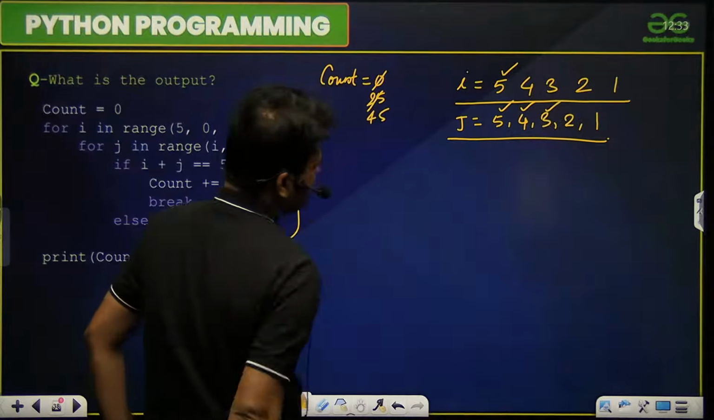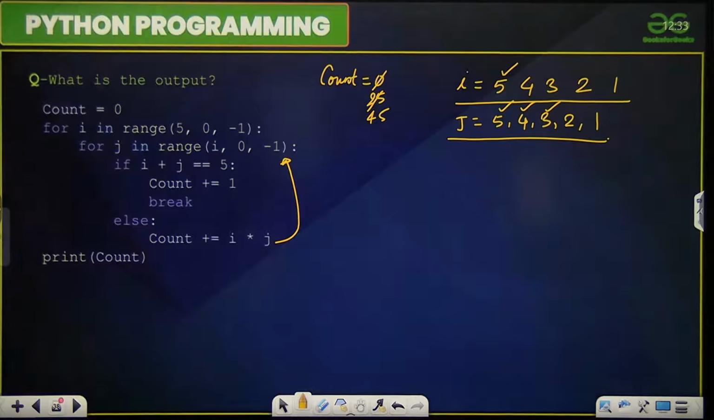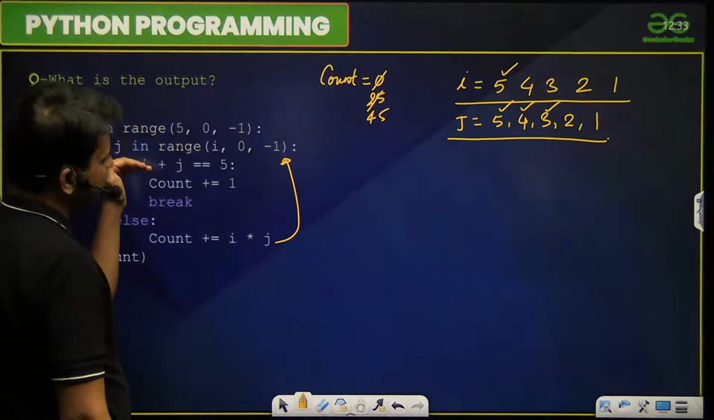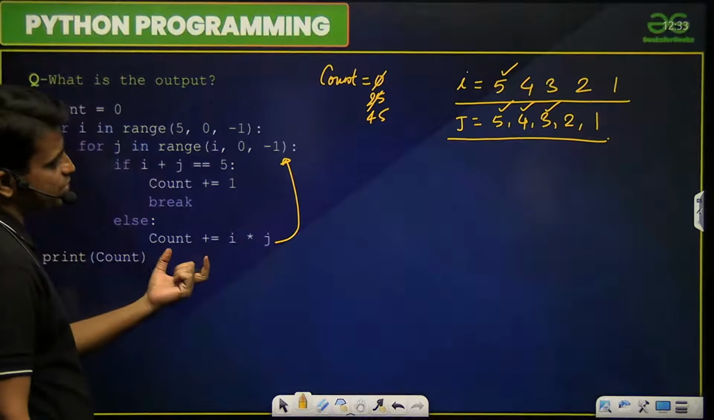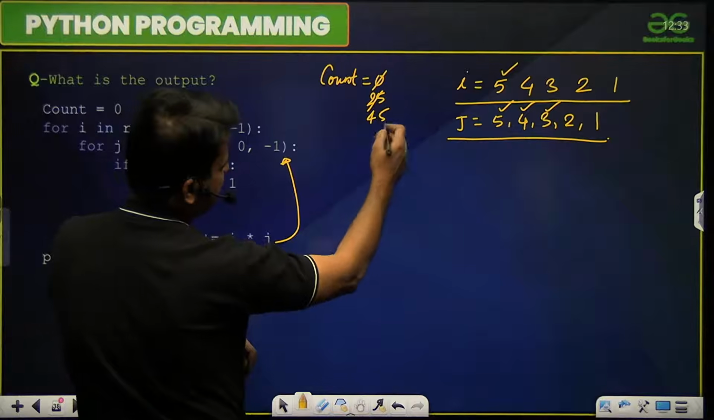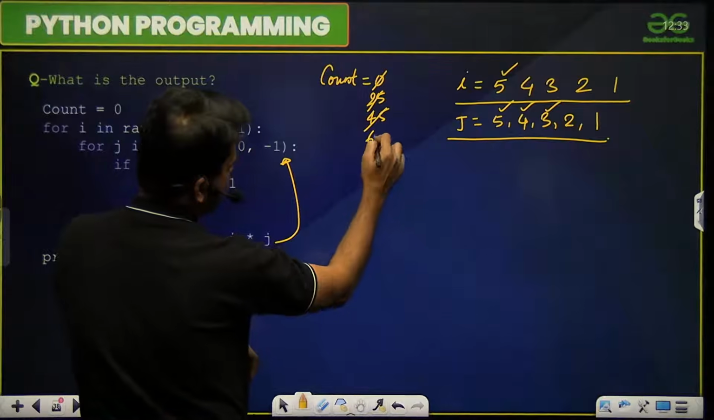Now choose j equals 3. If j equals 3, then 5 plus 3 is 8. 8 not equals 5. Condition false. Again count equals count plus i into j. So i into j is 15. 15 added to 45, so this is 60, student.